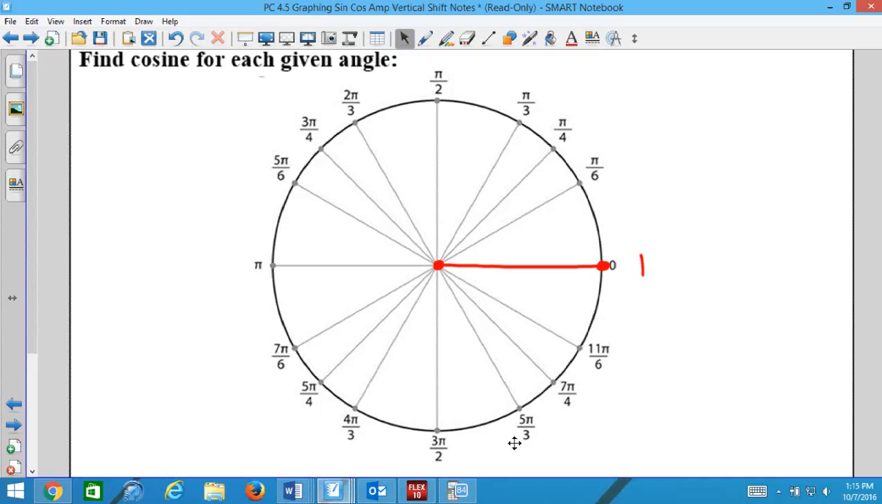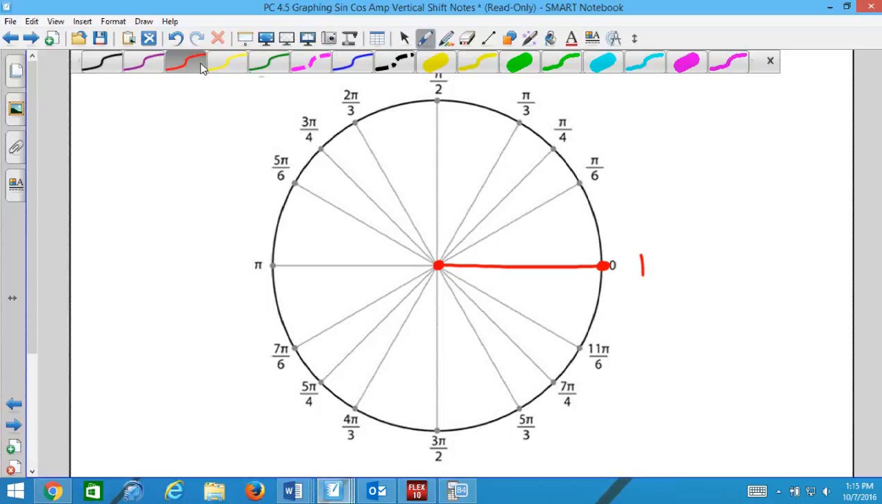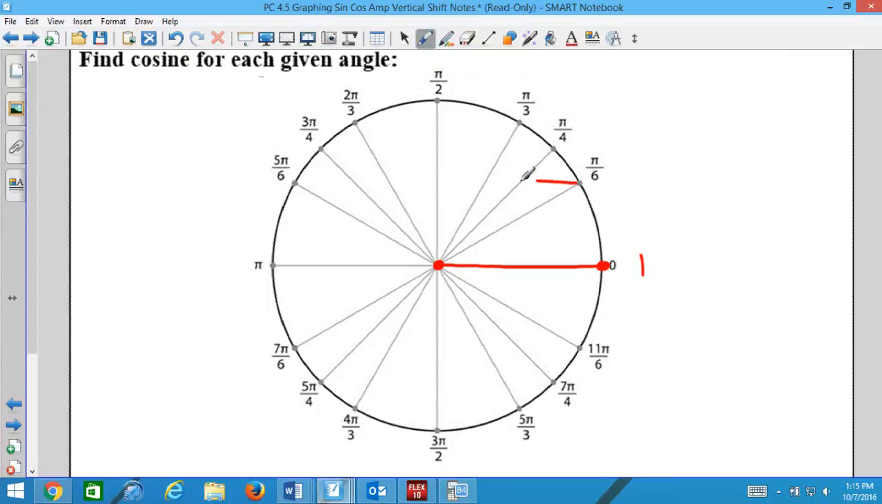All right, so the x value at 0 degrees is 1. The x value, how much do I go over at pi over 6? You can look at that. That's certainly less than 1, but it's not 1/2. It's that radical 3 over 2.